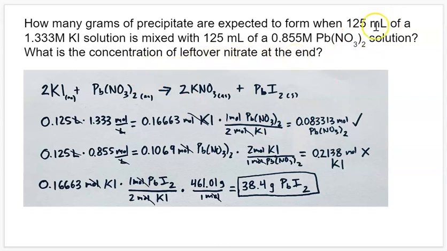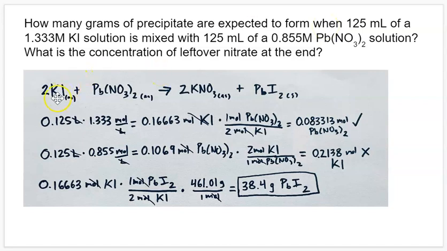So as you can see here, we have a volume and a concentration, and then a volume and a concentration, and we're trying to figure out the amount of precipitate being formed. So we're going to first have to figure out what the precipitate is, and then since we have a set amount of both of our reactants, we're going to have to treat this like a limiting reactant problem.